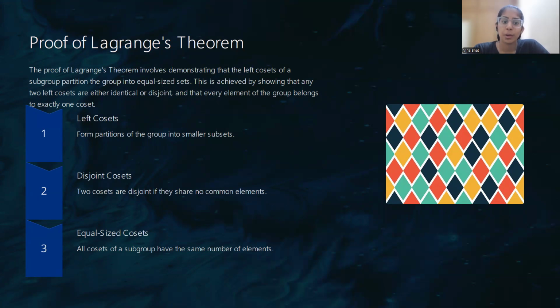Left cosets form partitions of the group into smaller sets. Disjoint cosets: two cosets are disjoint if they share no common elements. Equal-sized cosets: all cosets of a subgroup have the same number of elements.